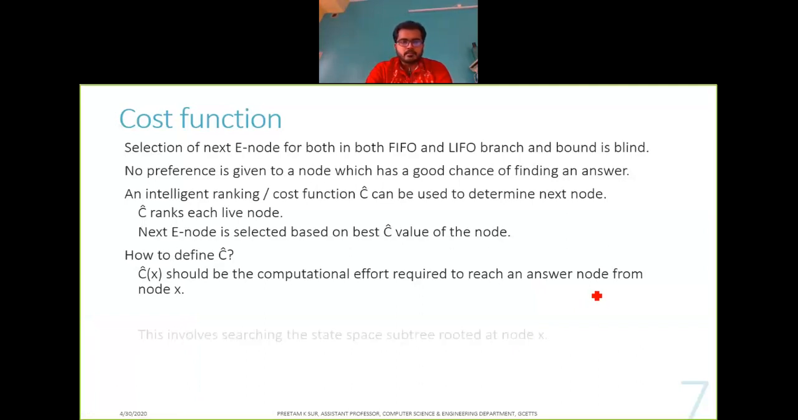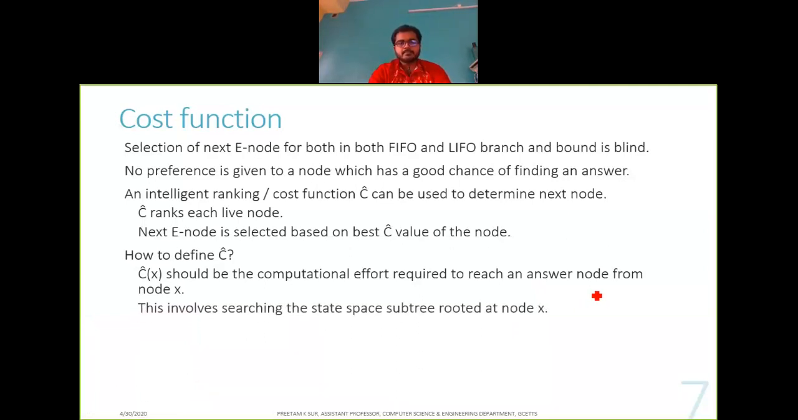So this involves searching the state space subtree rooted at node X. What we are telling is that we are trying to find out the cost of this node. As we said, the cost of this node is the computational effort required to reach an answer node from this node, right? To reach an answer node, we have to expand all its children, so the whole subtree rooted at this node has to be expanded to find out the computational effort required from this node to some answer node.